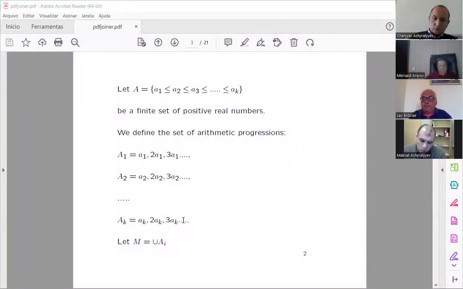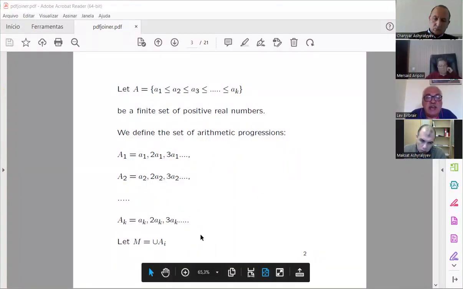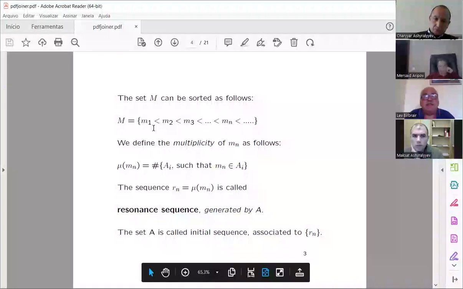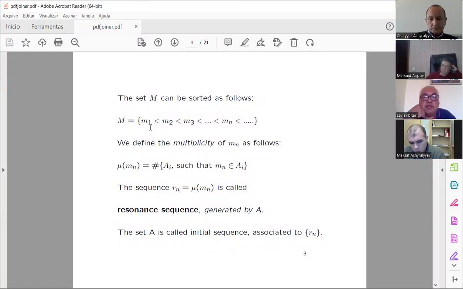So we make the arithmetic progression generated by any element of that. And then we consider the set M, which will be the union of all these arithmetic progressions, okay? And then this set M is also a sequence, right? It is also an infinite sequence of positive real numbers. Let's say M1 less than M2, less than M3.